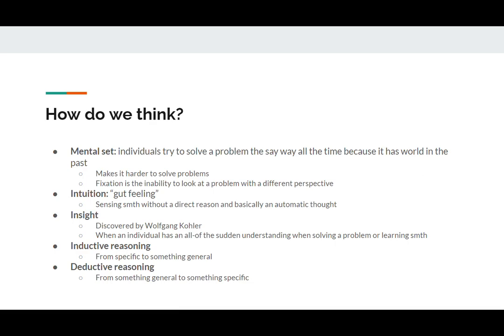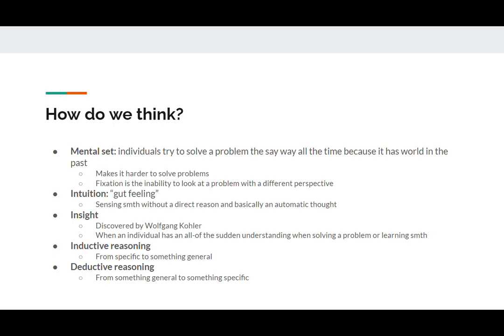Then we have insight. Insight was discovered by Wolfgang Kohler. It occurs when an individual has an all-of-a-sudden understanding when solving a problem or learning something. It's a light bulb moment. Inductive reasoning is reasoning from something specific to something general, which puts your thoughts into concepts and groups. A fun fact is that Sherlock Holmes used inductive reasoning.